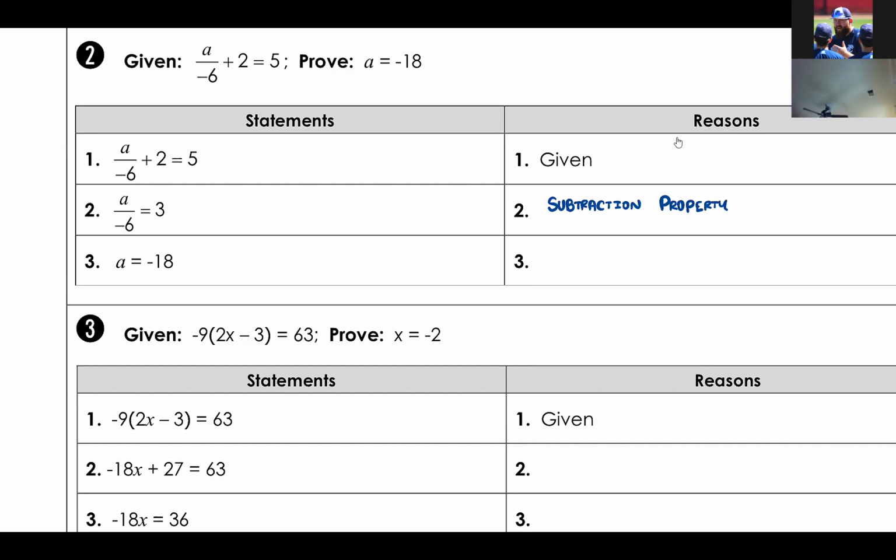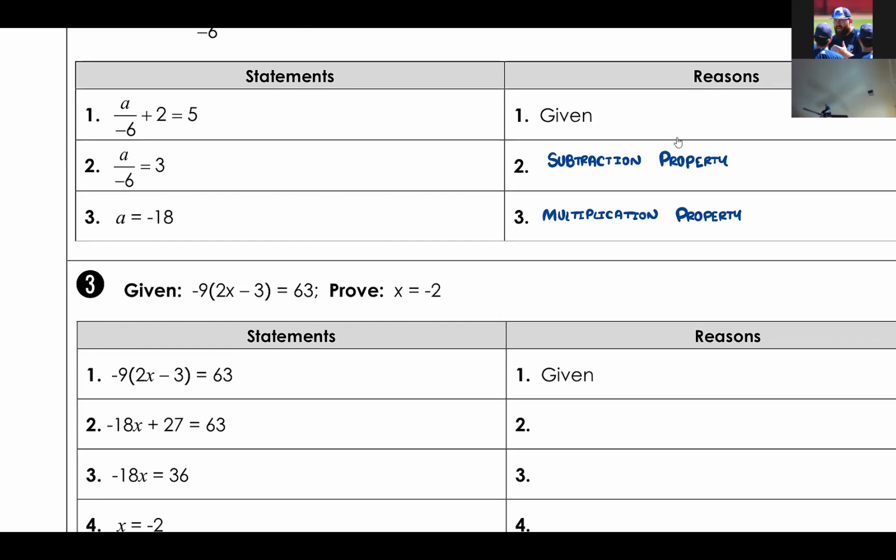So now we've got a divided by -6 equals 3. How did they get a by itself? They multiplied both sides by -6. So we got the multiplication property. Bueno. Feeling a little bit more confident in this? Not as bad as we thought it was going to be?